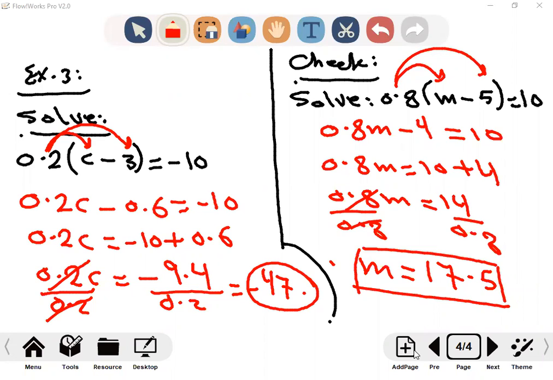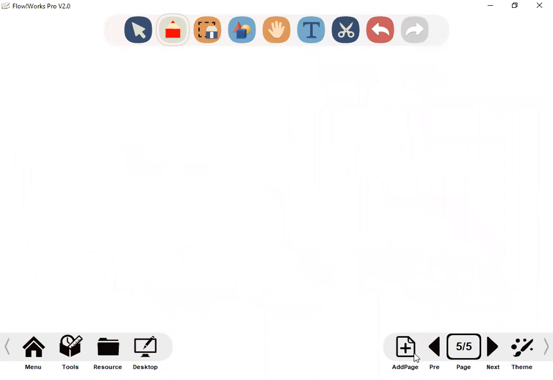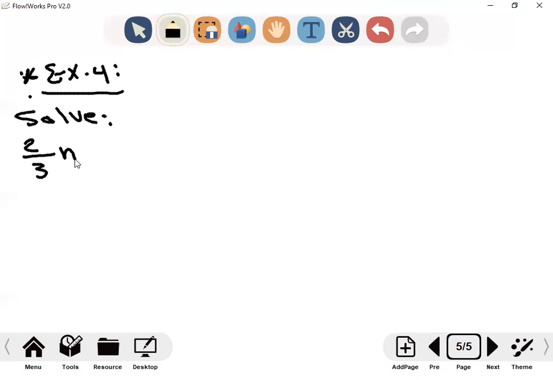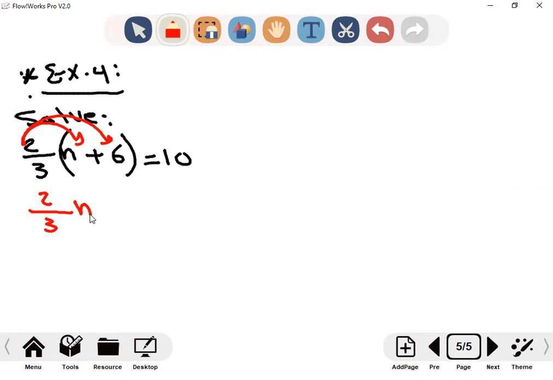Example 4. Example 4, we have to solve 2 over 3 n multiplied by n plus 6, all equal to 10. As we did with the integers, as we did with the decimals, as we will do with the fractions, right? So just distribute. 2 over 3 multiply n, 2 over 3 n. 2 over 3 multiply 6, 2 by 6 is 12, divided by 3, 4, all equal 10, right?